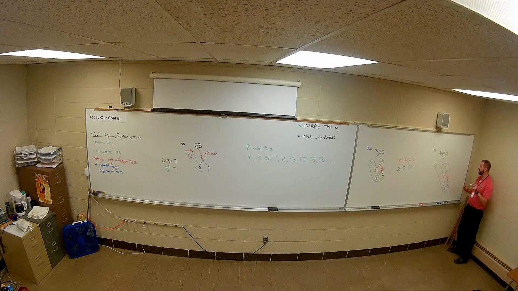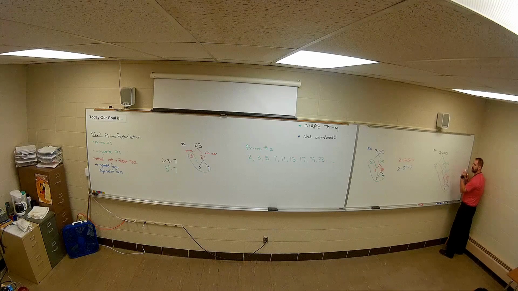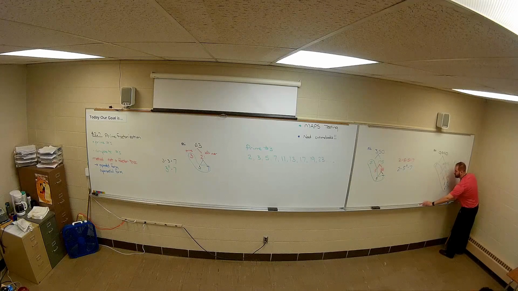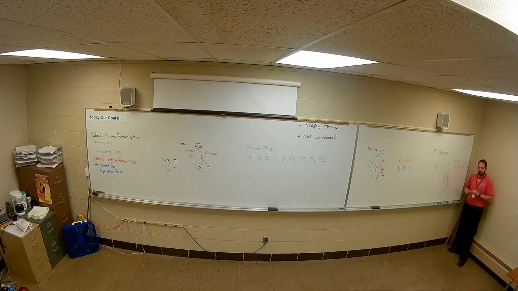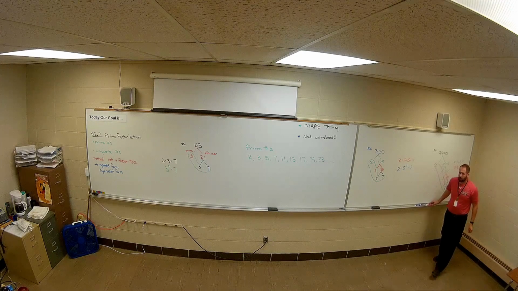But now, what's the expanded form of this thing? Alex, say it. 3 times 3 times 3 times 5 times 5 times 37. And now what's the exponential form? 3 to the third power times 5 times 37. There you go. Okay, you are good to go.